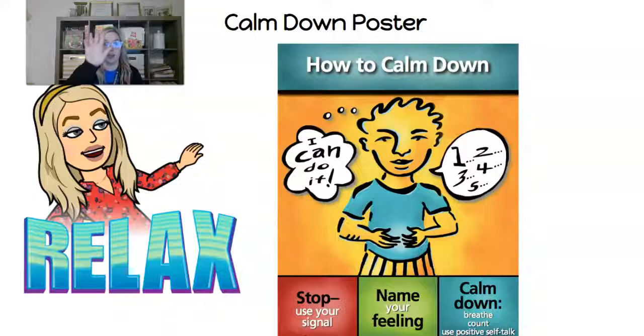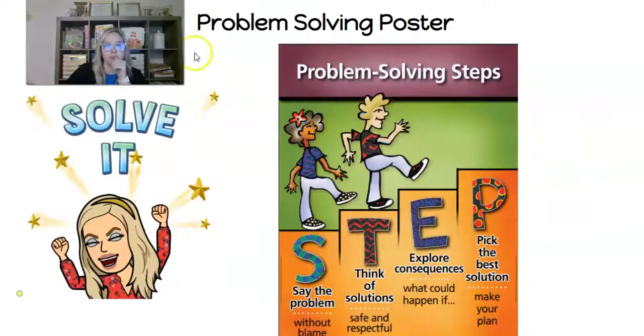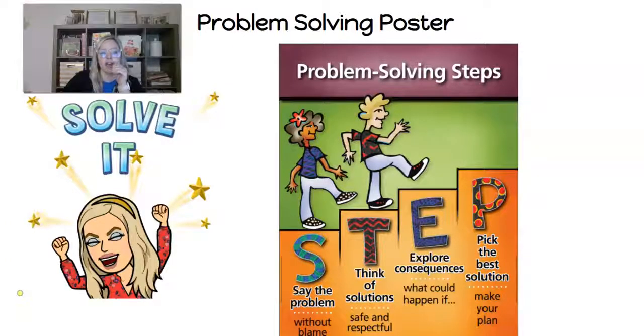Okay, remember the hand brain, how this right here is the frontal lobe and it helps you solve problems, but if you flip your lid, you need to calm down. I have to use this all the time too. So today we're going to actually talk about this problem solving poster and solving problems and taking steps to do that. It is so helpful.